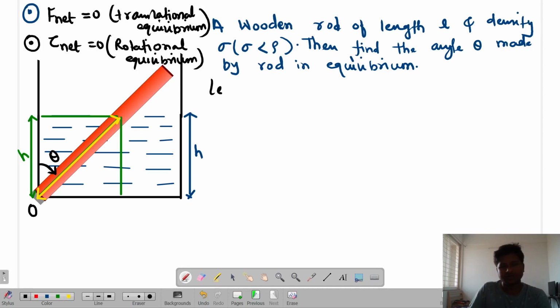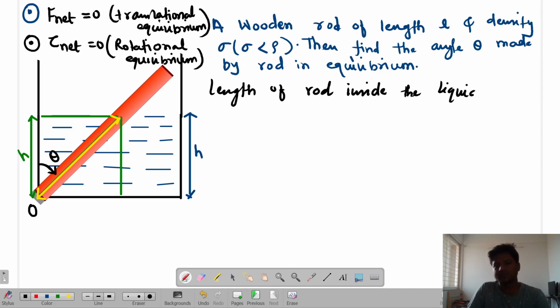So I can write the length of the rod inside the liquid is simply h by cos theta, which is just h sec theta, isn't it? Are you able to get me?